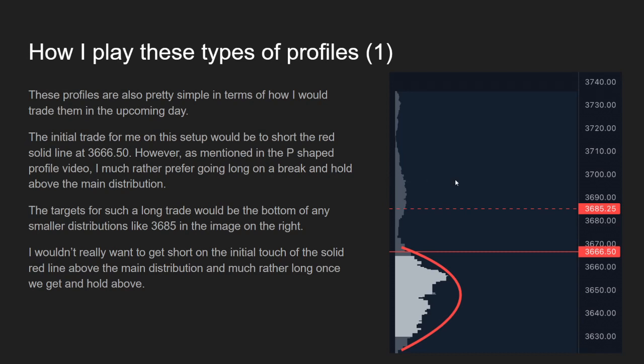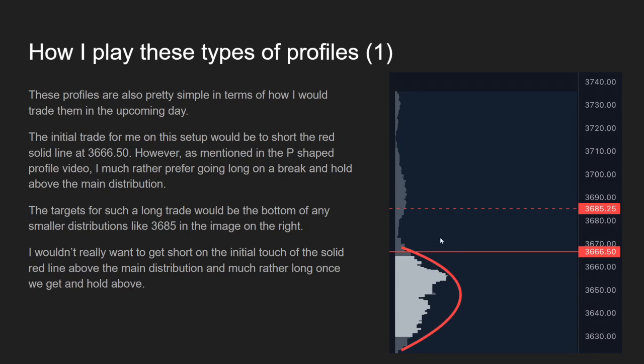The first trade for me, say we open at 3640, would be to short into 3665. This trade is not that favorable in my opinion. We would much rather go long once we get above 3665 and hold there, with take profits being 3685 and potentially the smaller distribution at 3720. I did mention in the P-shaped profile that I would much rather short once we get below and hold. In this case, as this is the opposite, I want to get long once we hold above.